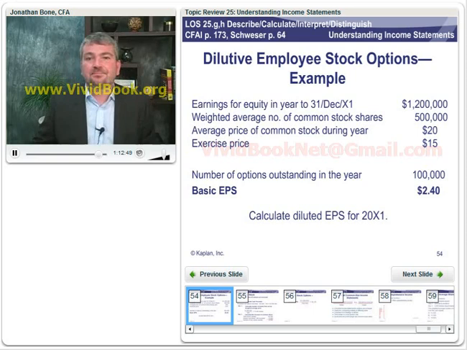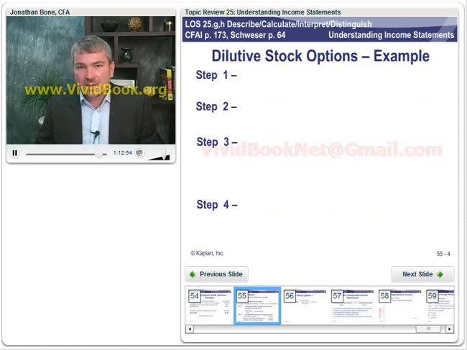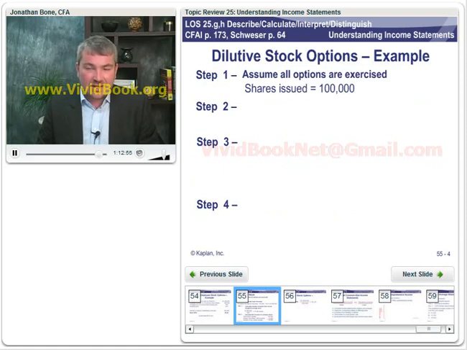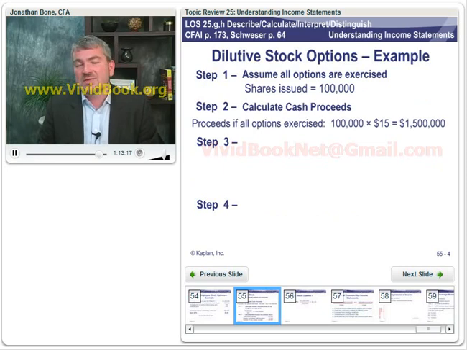So let's calculate it by going through our steps. Step 1, we look at the number of shares that would be created if the options are exercised. We're going to assume one option equals one share, so 100,000. Step 2 asks, what cash would be generated on the exercise? Remember, we take the number of shares times the strike price of $15. So 100,000 times 15, we would raise $1.5 million.